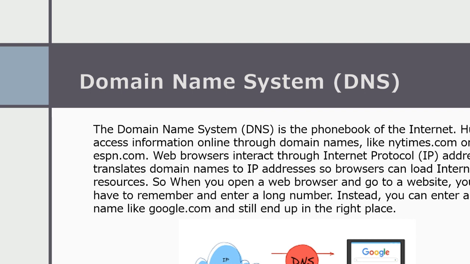So when we open a web browser and go to a website, we don't have to remember and enter a long number. Instead, we can enter a domain name like google.com and still end up in the right place.